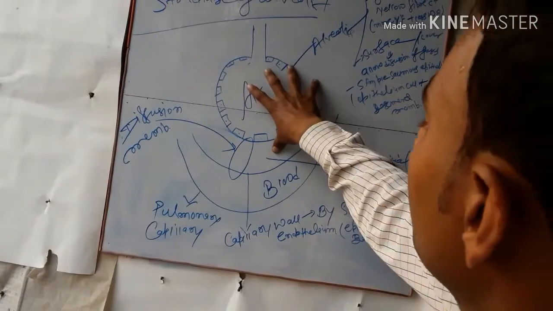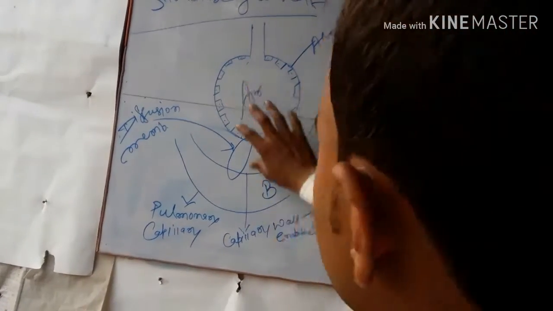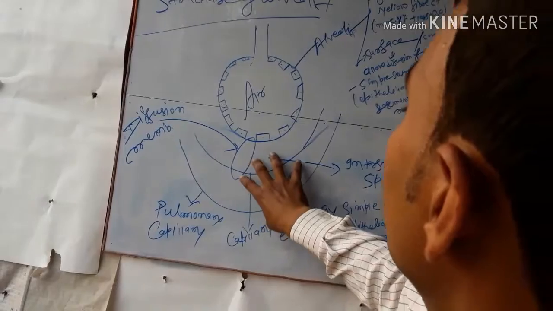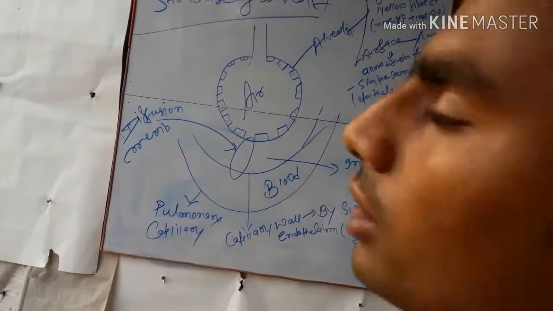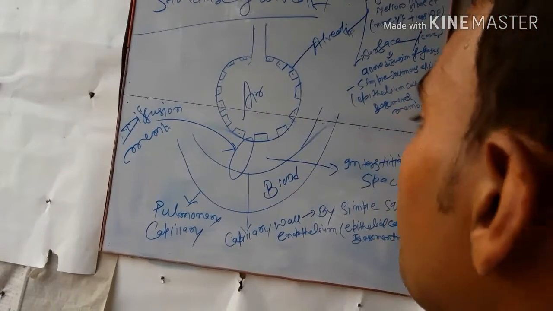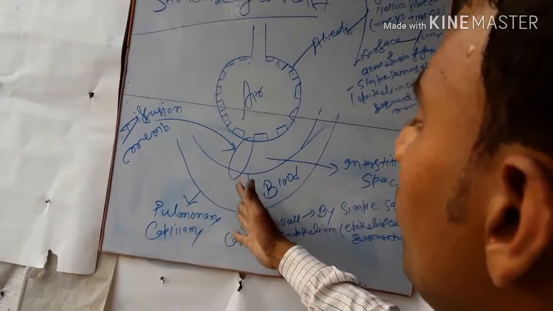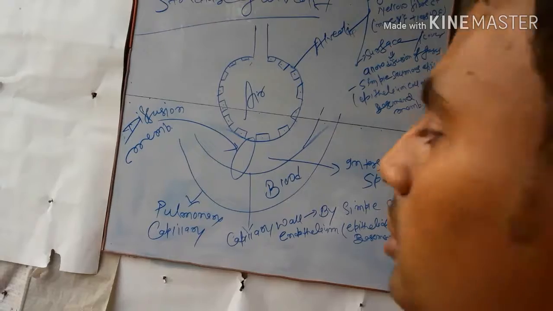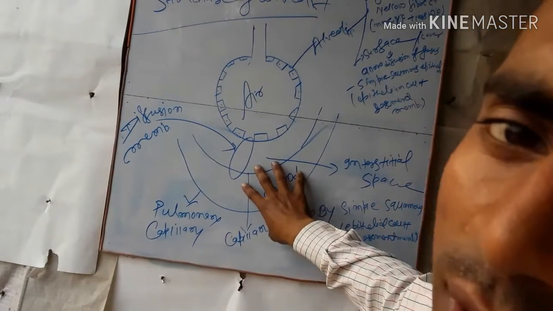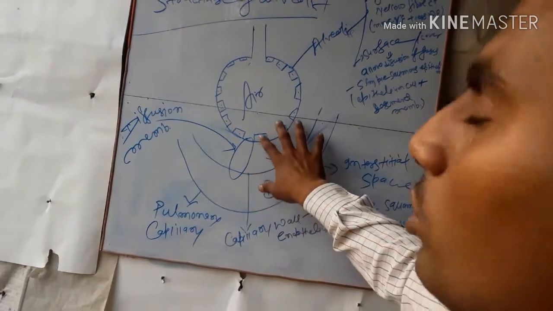So this is the alveoli. Inside the alveoli air is present, and this is the part of the lungs in which blood is present. Between the alveoli and blood, this is a part of the lungs, and this is also a part of the lungs.